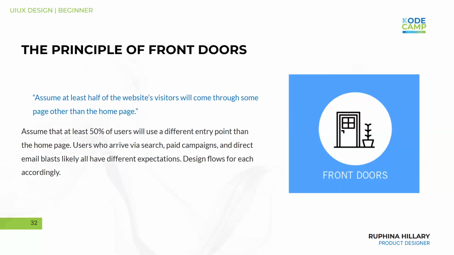The next principle is the principle of front doors. This principle says that we should assume that at least half of website visitors would come through some page other than the home page. We talked about this when we were talking about user journeys and user flows. Sometimes a user might not get to your website from the home page.